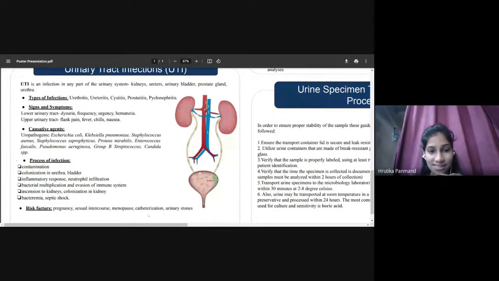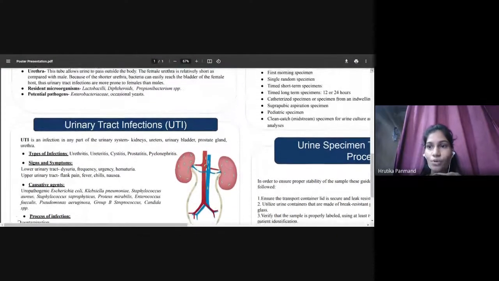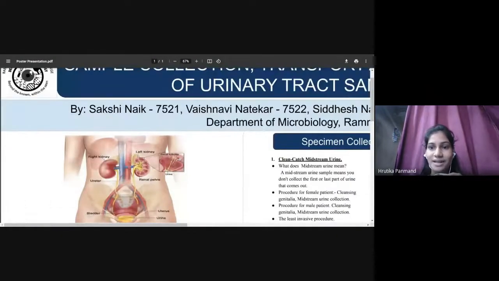Menopause and catheterization, which is the most common way through which the organisms or the infectious agents are introduced directly into the urethra, and it leads to most of the nosocomial infections. Also, urinary stones or kidney stones block the urine flow, due to which the bacteria may also colonize and cause urinary tract infections. Now, let us hear from Siddesh about the sample collection, how it is processed and what precautions need to be taken.